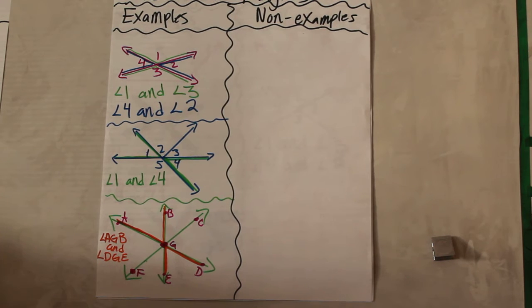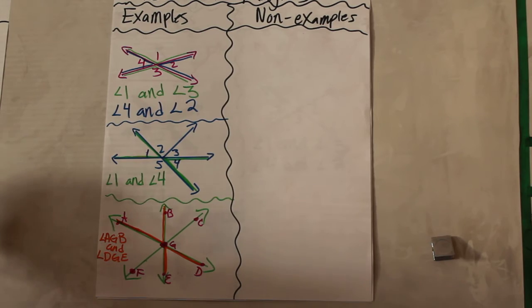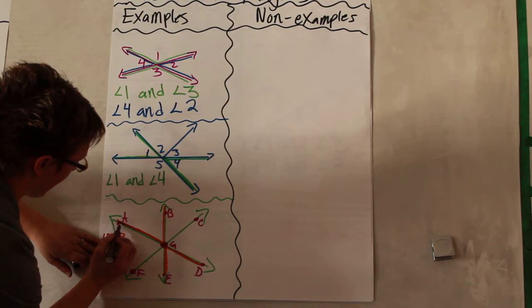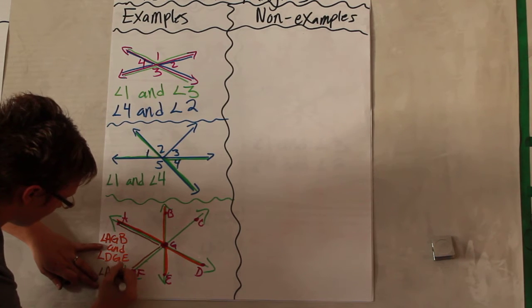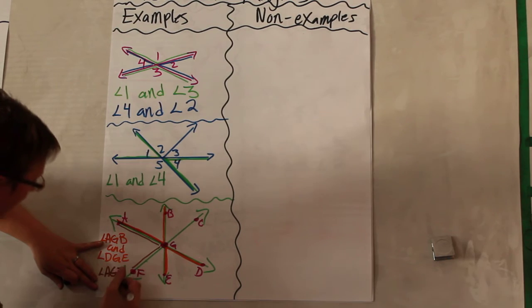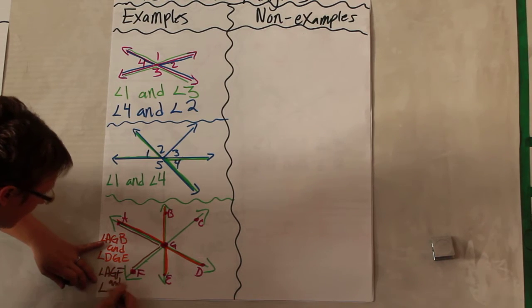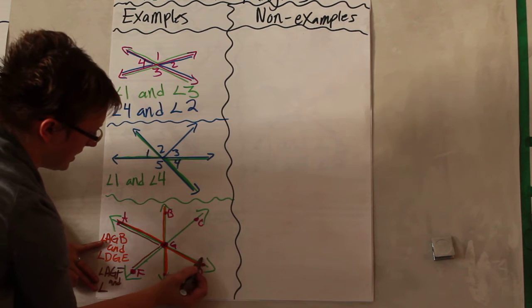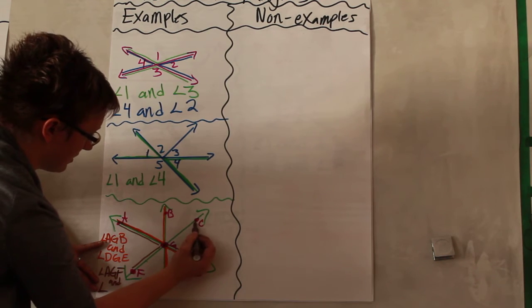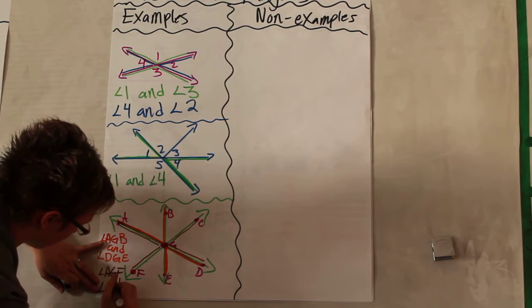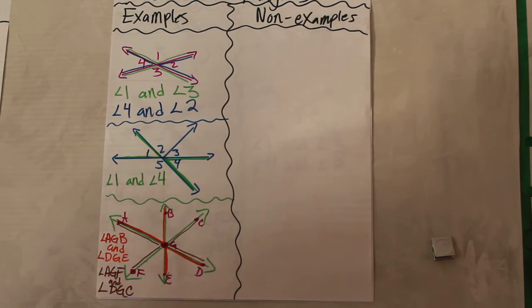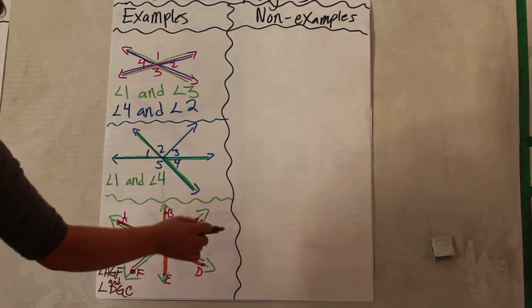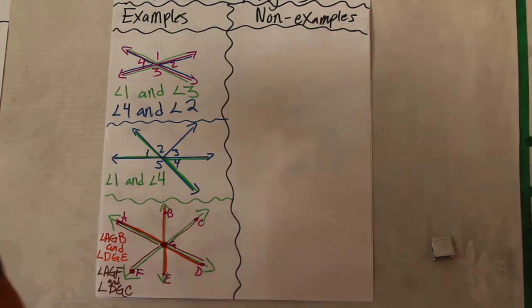We also have AGF and DGC. AGF and angle DGC. Those ones, once again, they have a vertex in the middle and they're straight across from each other. And then there's one more.